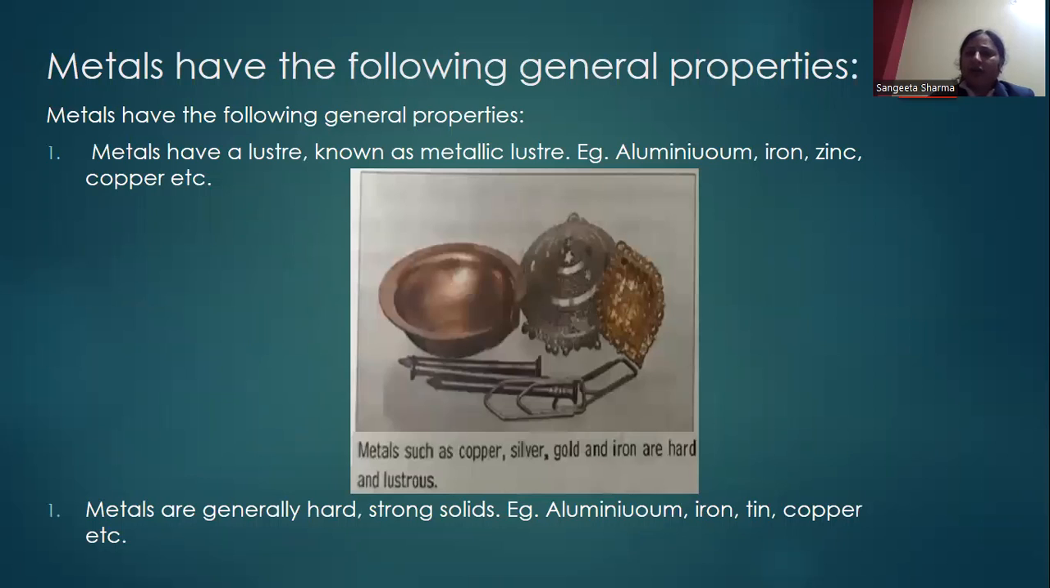The first property I already told you: they are generally hard and strong. Metals have a luster, meaning they are very shiny. This is known as metallic luster. Examples: aluminium, iron, zinc, copper, etc. have the shine. Metals are generally hard and strong solids. Generally, they are solids. Examples: aluminium, iron, tin, copper.